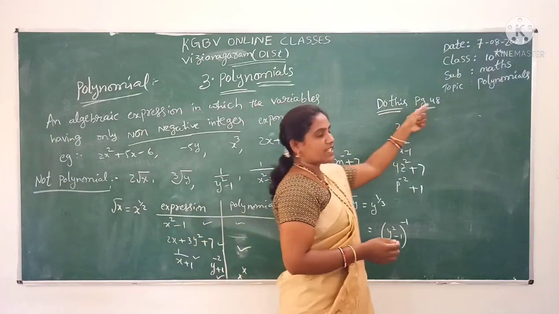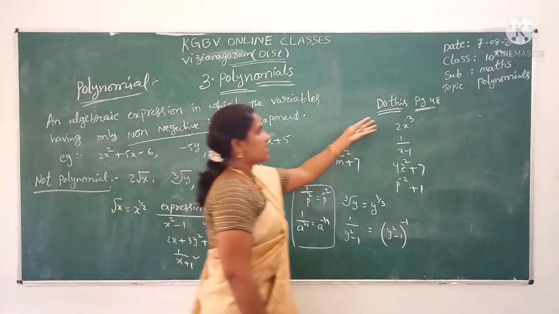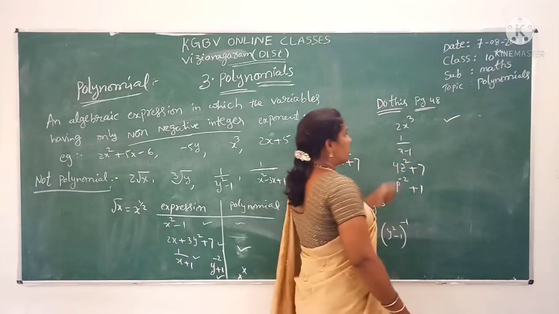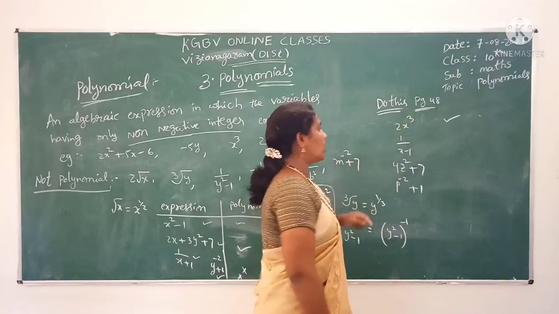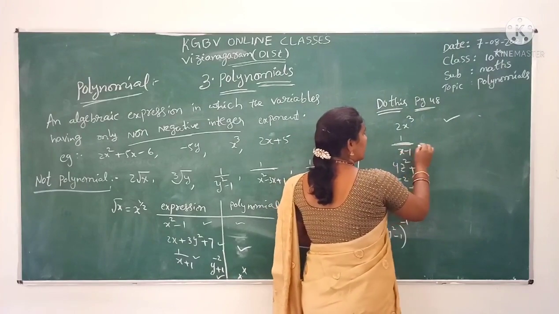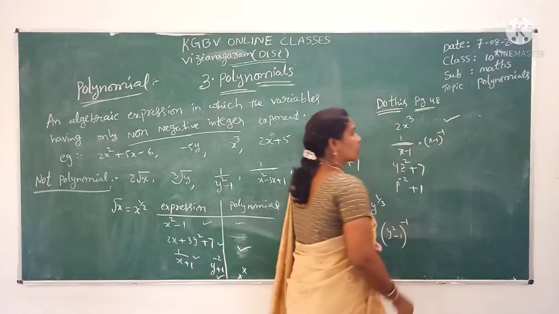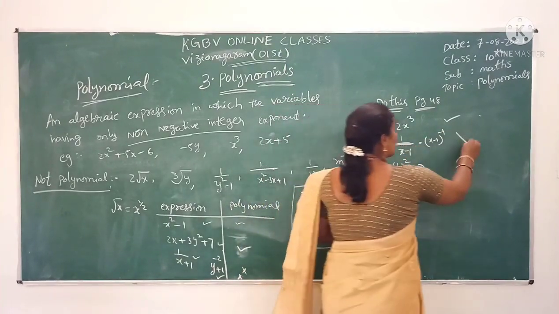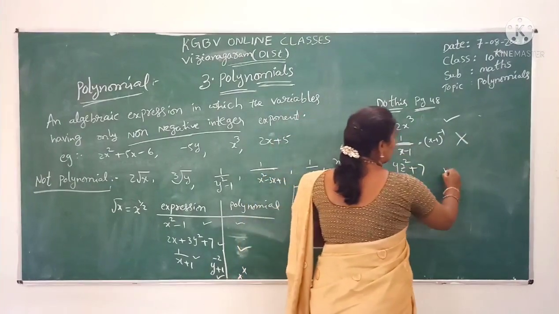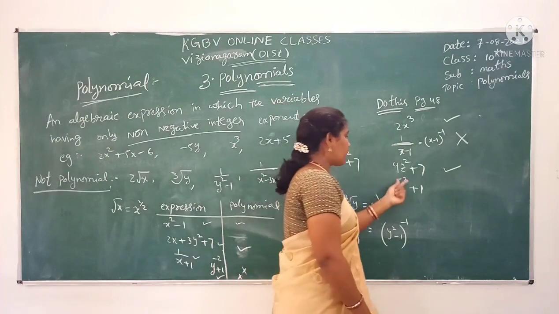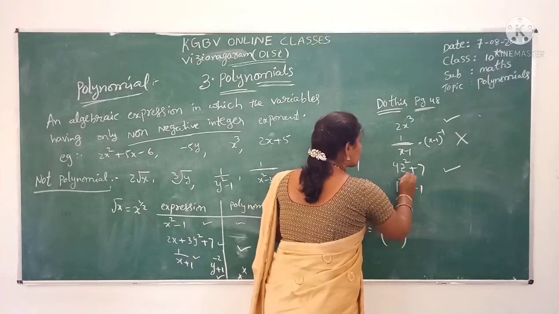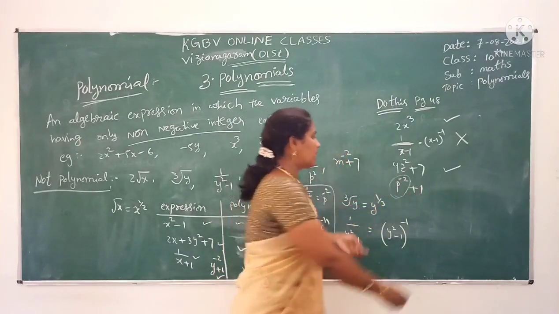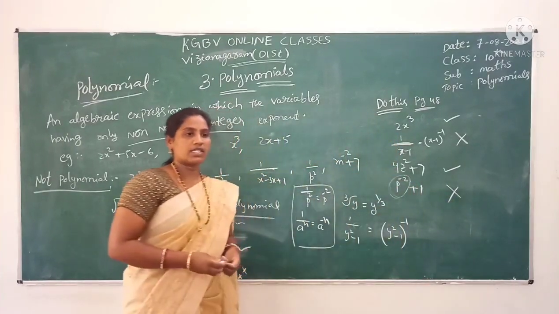In this textbook, page number 48, do this. Which are polynomials or not? 2x cube is a polynomial because x has an exponent that is a whole number. 1 by x minus 1 can be written as x minus 1 whole to the power of minus 1. This variable has a negative exponent, so this is not a polynomial. 4z square plus 7 is a polynomial. P power minus 2 plus 1: p has a negative exponent, so it is not a polynomial. Okay, understood?